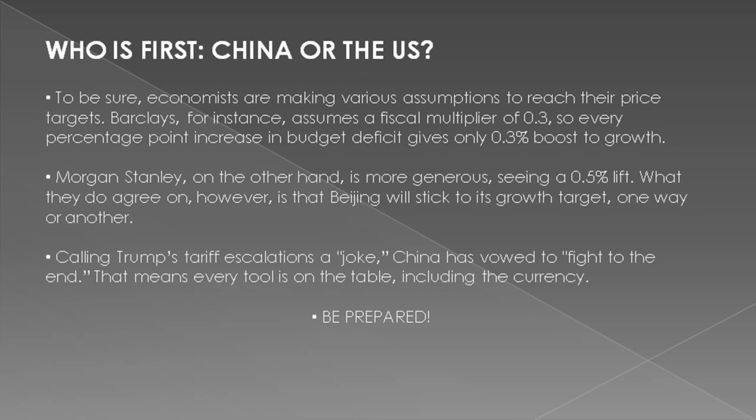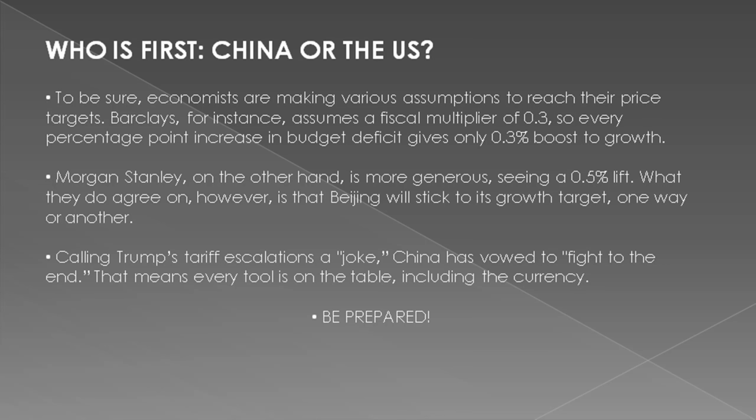To be sure, economists are making various assumptions to reach their price targets. Barclays, for instance, assumes a fiscal multiplier of 0.3, so every percentage point increase in budget deficit gives only a 0.3% boost to growth. Morgan Stanley, on the other hand, is more generous, seeing a 0.5% lift. What they do agree on, however, is that Beijing will stick to its growth target, one way or the other.